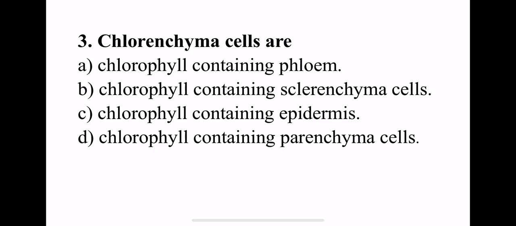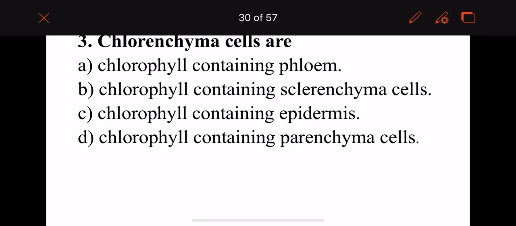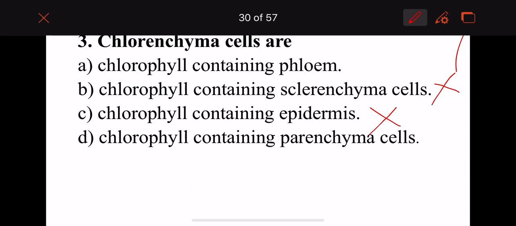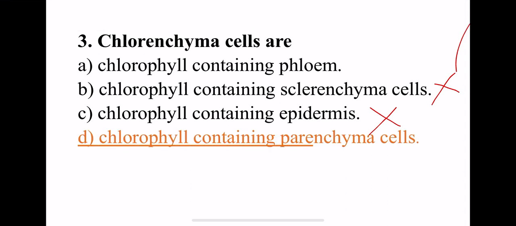Next is chlorenchyma cells are. Before that, let me explain. Parenchyma has two types of cells, chlorenchyma and aerenchyma. Chlorenchyma cells have chloroplast within the cell. Aerenchyma cells have air cavities. Looking at the options, chlorophyll containing phloem is wrong. Chlorenchyma containing sclerenchyma cells is also wrong, as I already told, it is a type of parenchymatous cell. Chlorophyll containing epidermis is wrong. Chlorophyll containing parenchyma cells is the right answer.